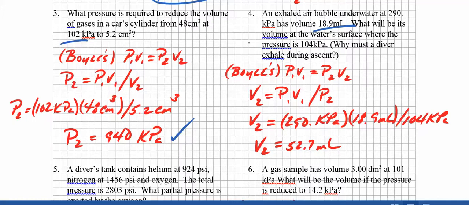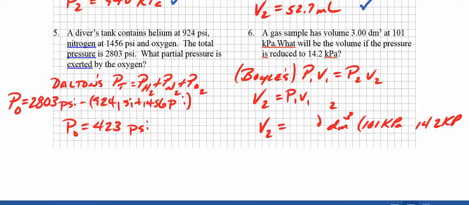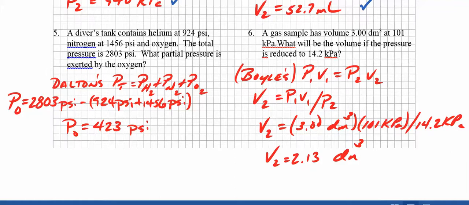So that's number 4. Let's look at number 5. It says a diver's tank contains helium at 924 psi, nitrogen at 1456 psi, and oxygen. We're not told what the psi of the oxygen is. It simply says the total pressure is 2,803 psi. What partial pressure is exerted by the oxygen?